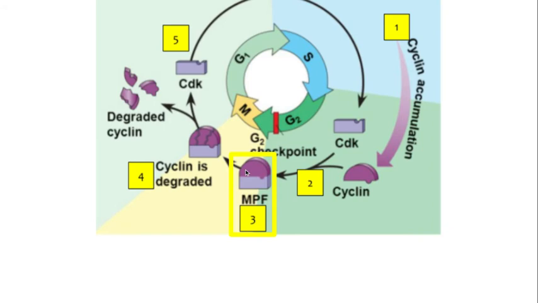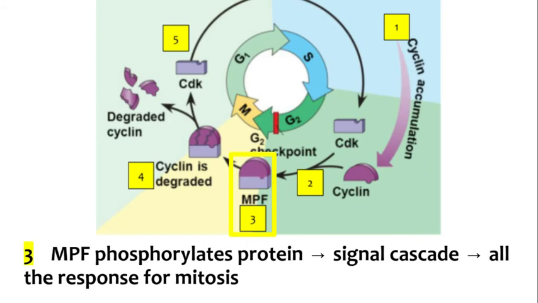Now, MPF, once we have it, is going to phosphorylate a lot of different proteins in a cell. And of course, phosphorylation is just a fancy word that means we're going to add a phosphate group to a whole bunch of other molecules. This causes a signal cascade, and that signal cascade is going to cause all the responses for mitosis. So formation of spindle fibers, breakdown of the nuclear membrane, aligning of the chromosomes, spindle fibers attaching to the chromatids, etc., etc.